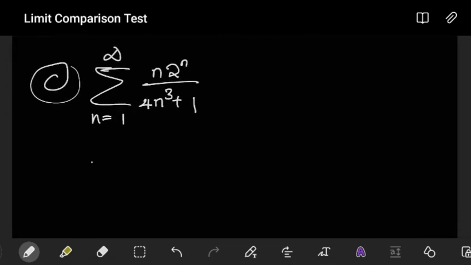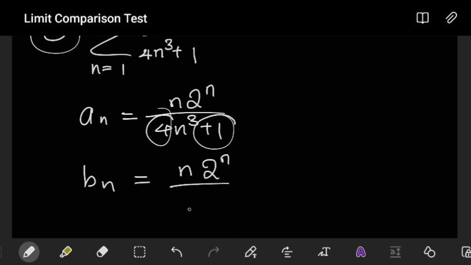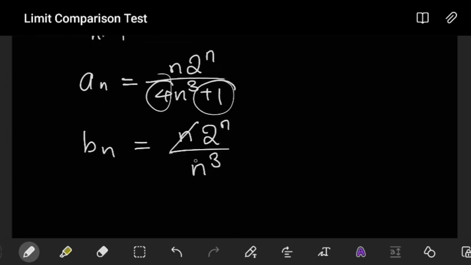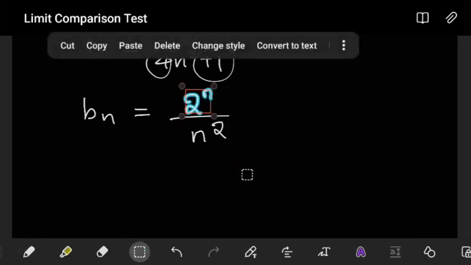So the approach, again, will be similar to what we've done so far. An is defined to be n times 2 to the power n over 4n to the power 3 plus 1. And then for Bn, we see that as n becomes very big, the addition of 1 to the denominator will not really change anything. And the 4 here can also be dropped, as you saw in the first example. So Bn can then be defined as just n times 2 to the power n over n to the power 3. And then the n here will cancel once, so that Bn in the end will just be 2 to the power n over n, raised to the power 2 only. So this is what our Bn will reduce to.